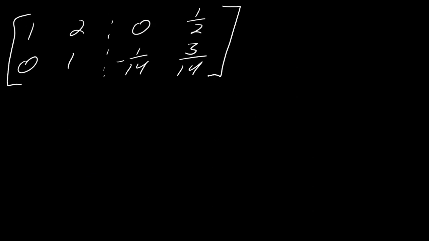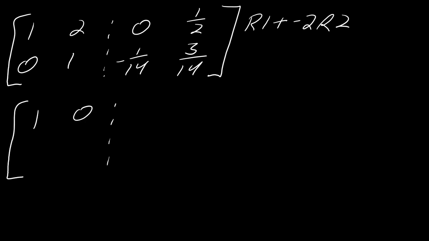Okay, so now I need to take row 1 plus -2 times row 2. If I do that, this is going to become 1, 0. This will become 2/14, which is 1/7. And then if I work all that out, this will just leave me with 1/14, 1/14.